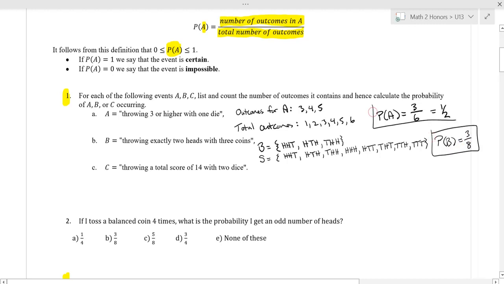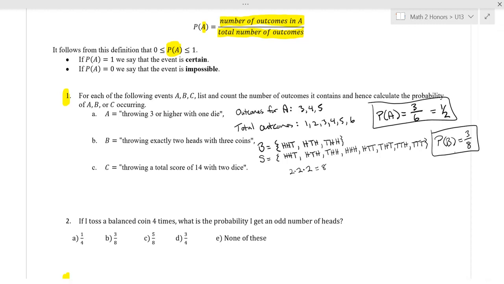As a little application, we can use the counting principle to find that 8. When you flip a coin, you have 2 options for the first outcome, and then 2 options for the second outcome, and then 2 options for the third outcome, which gives you your 8 total outcomes. So that's one way to count that instead of listing them all out.